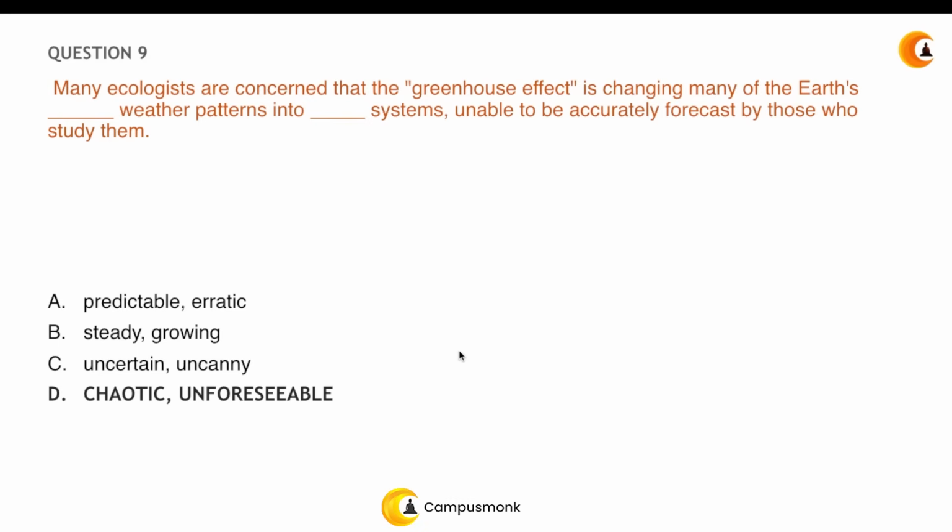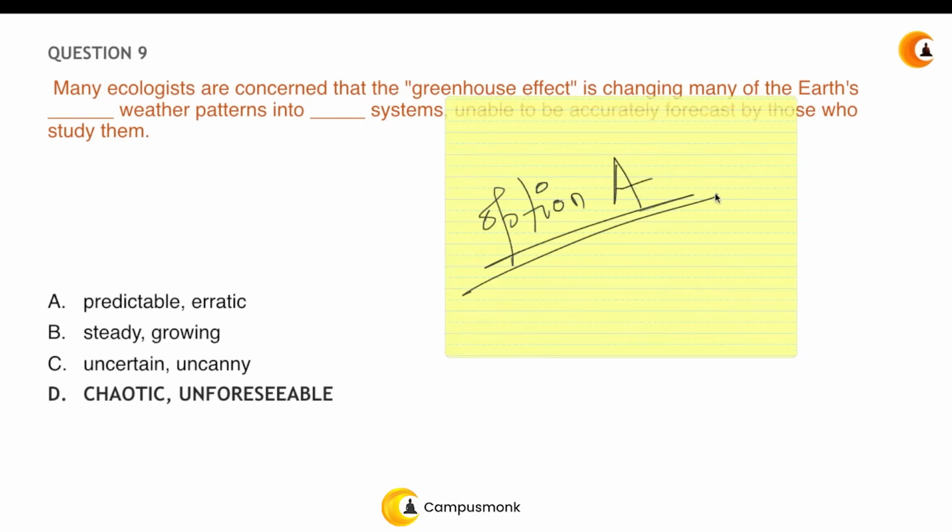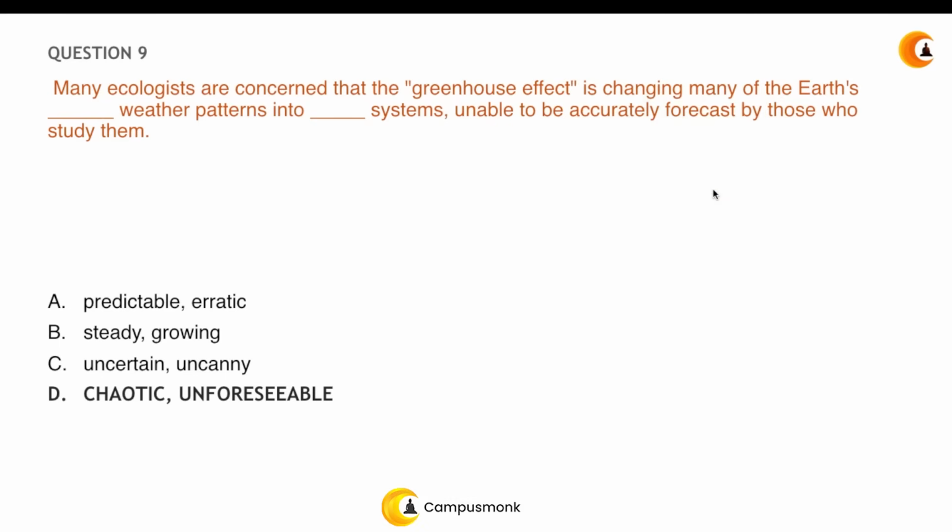Chaotic weather. Chaotic weather isn't something that will fit into the box, right? So my answer is option number A. Clear? That is predictable and erratic.